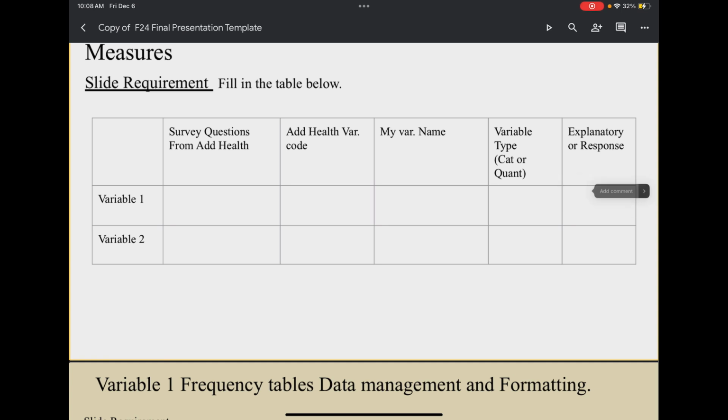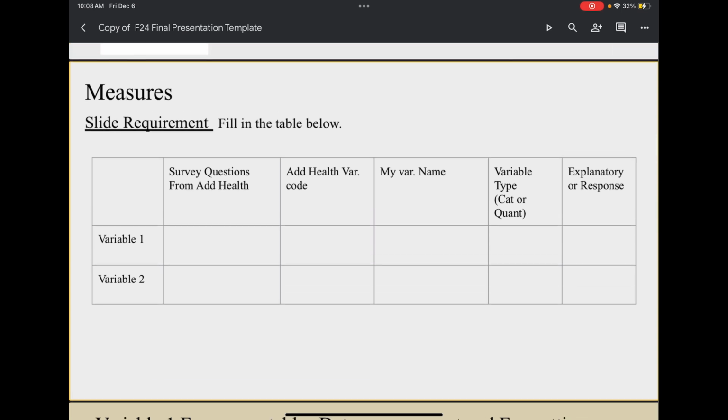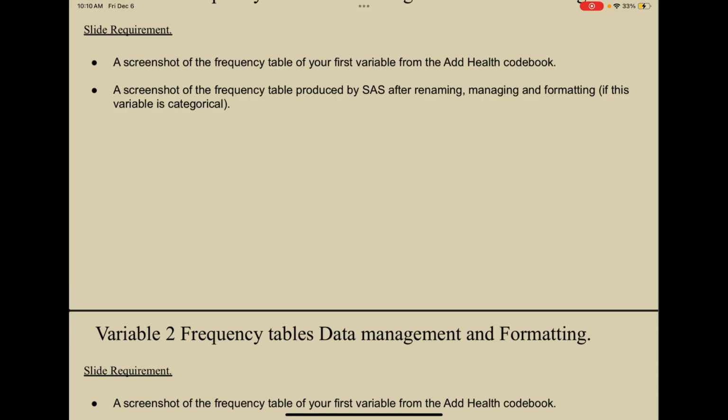For our measures, we have our two variables that we are going to be comparing. We want to have the question from the AdHealth codebook, the AdHealth variable code, and what we are calling our variable. We also want to have if our variable is cat or quant, and if it is an explanatory or a response variable. An explanatory variable explains a response, so depending on how your question is formatted, this will also affect this.